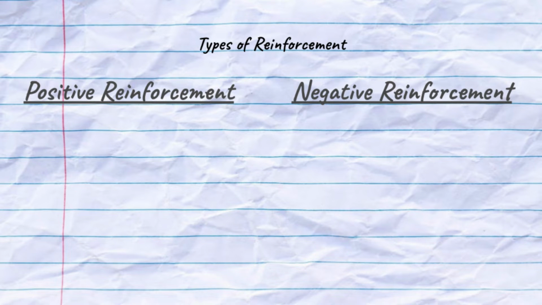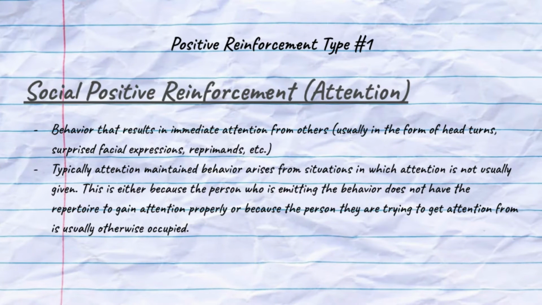Under positive reinforcement, we have three different types: social positive reinforcement, also known as attention, tangible reinforcement, and automatic positive reinforcement. Social positive reinforcement is any behavior that results in immediate attention from others. Usually that's in the form of head turns, surprised facial expressions, reprimands, etc. Typically, attention-maintained behavior arises from situations in which attention is not usually given. This is either because the person who is emitting the behavior does not have the repertoire to gain attention properly, or because the person that they are trying to get attention from is usually otherwise occupied.